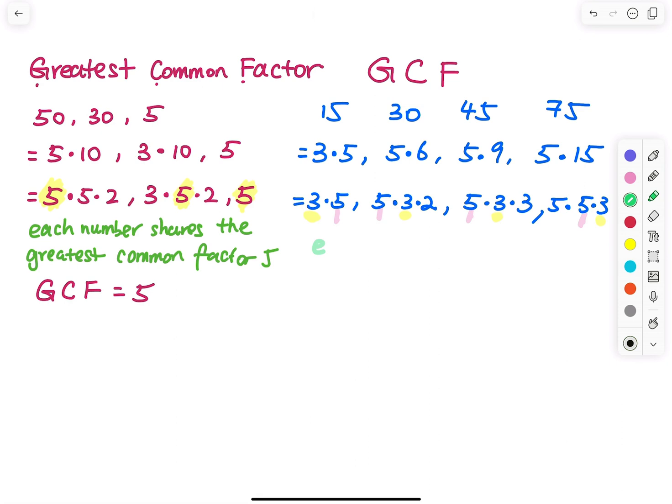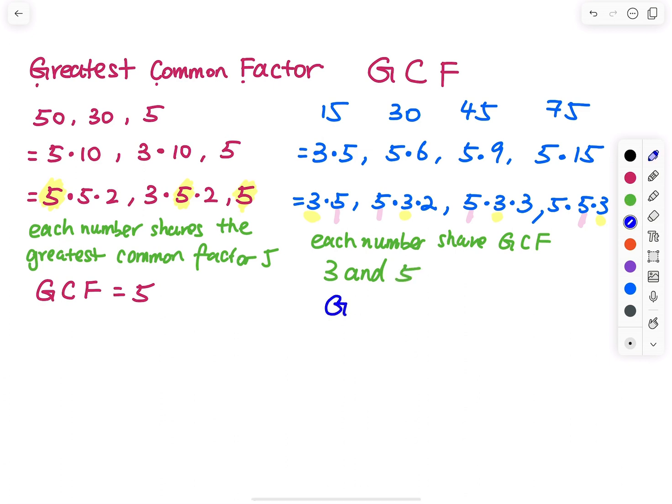All right, so the description is each number shares greatest common factor 3 and 5. That means my GCF is equal to 5 times 3, which is equal to 15. What do I mean by that? That means you have 15, 30, 45, and 75. You can just factor out a 15.